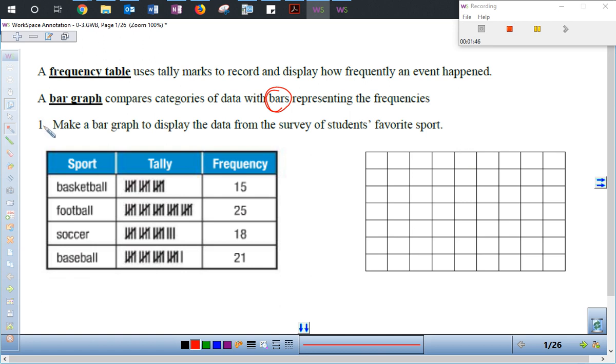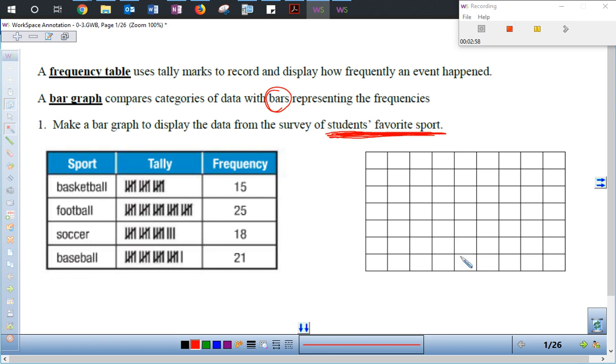So for example, on number 1, make a bar graph to display the data from the survey of students' favorite sports. So we know that this frequency table was a survey of students' favorite sports. So we want to take that information and make a great title for this graph. Since we know we're talking about sports, we could call it sports, but that's not enough information to really get a good feel of what's going on. So I think if we just take the student's favorite sport and apply it, I think that would be a great title, because that means, alright, we're looking at a whole bunch of students' favorite sports here.